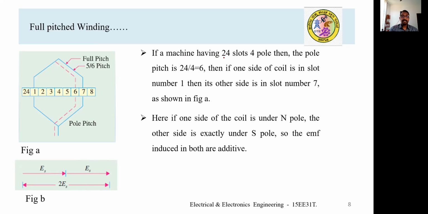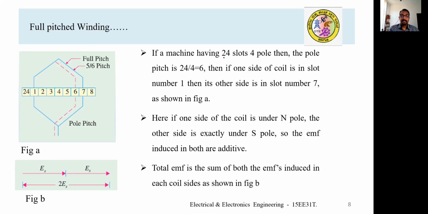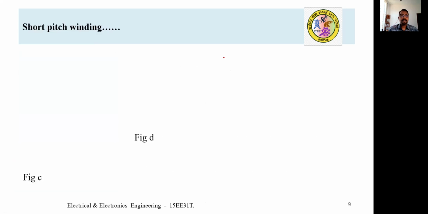But the major drawback is that though we have more voltage induced in a full pitched winding, higher order harmonics are superimposed on the fundamental wave. Hence, the wave shape will be distorted. That is the major drawback of full pitched winding. That will be seen in future slides. So the total EMF induced is more.